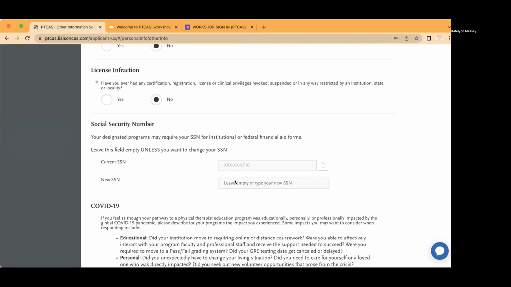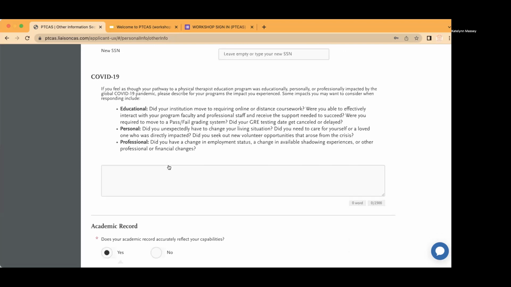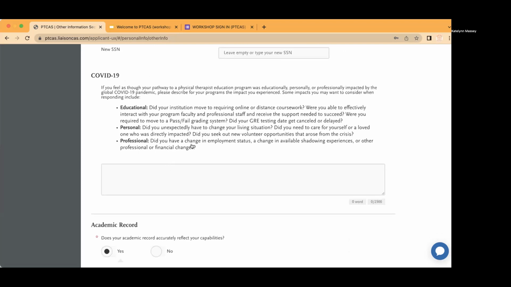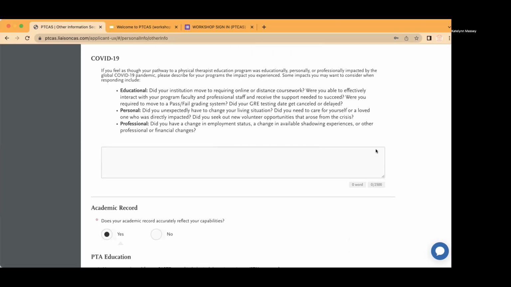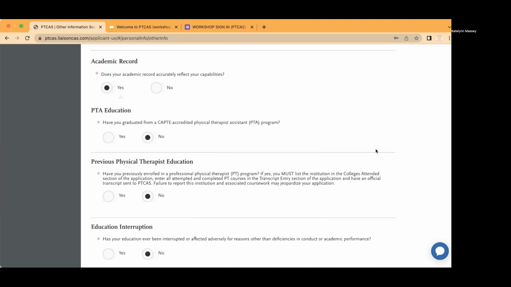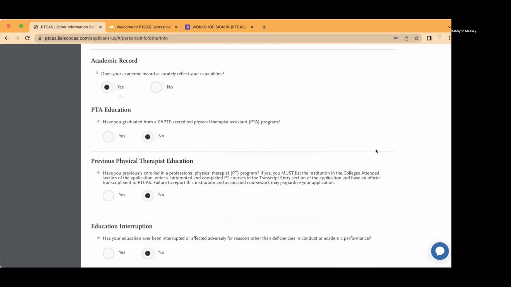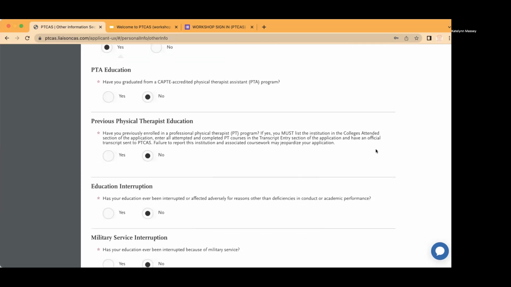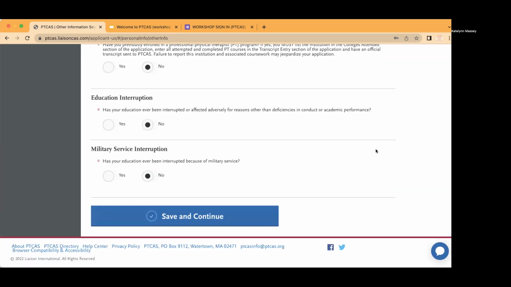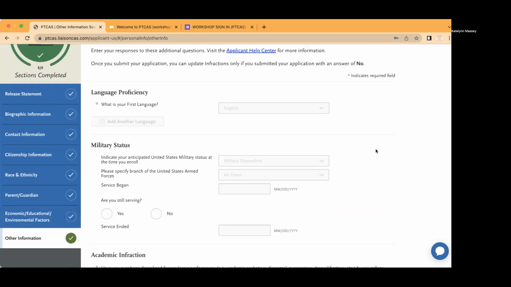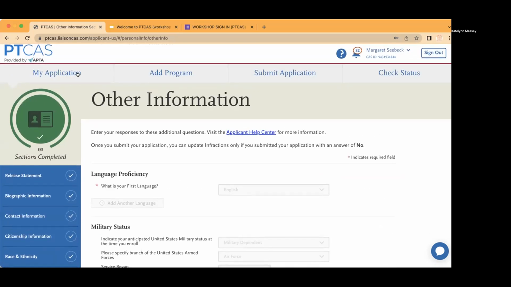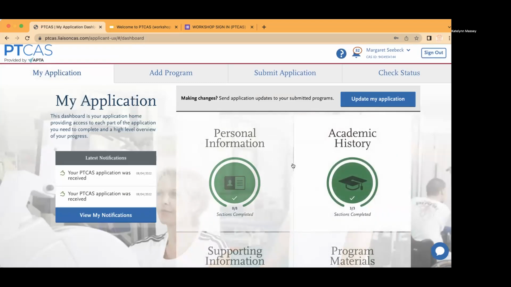And then you're going to have your social security. And then this was just a COVID-19 thing. I didn't fill it out, because I don't think it really affected me as much. I felt like I couldn't answer it because I didn't feel very honest if I said it affected me in a way. But yeah, it's just talking about if you have a physical therapist assistant education, if you have previously applied and everything. So very simple right here. And that's going to be your personal information right there.